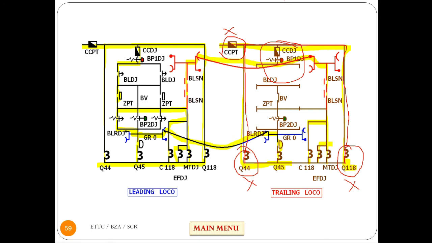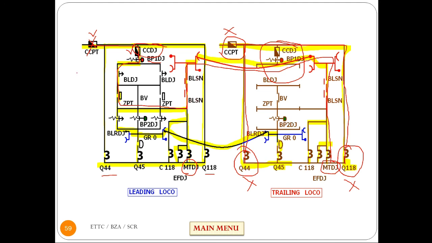Then what about the CCPT of the leading loco? If CCPT melts, the leading loco MTDJ, Q44 and Q108 get de-energized. Along with this, the supply which is going to the trailing loco will also get open circuited. It means that whenever the CCPT melts, the leading loco MTDJ de-energizes and the trailing loco MTDJ also de-energizes. Similarly, if the leading loco CCDJ melts, the leading loco MTDJ gets de-energized and the trailing loco MTDJ also gets de-energized. It means both locos' DJ will trip.